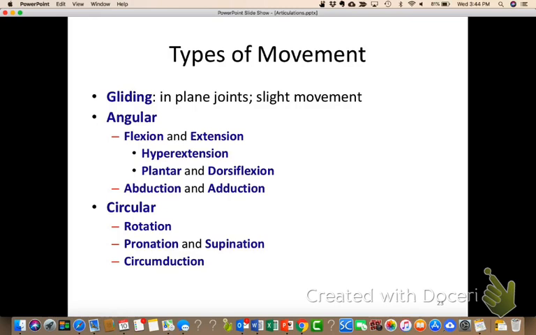Rotation is a movement that's allowed at a pivot joint, but also at a ball and socket joint. So you can rotate medially or laterally. Pronation and supination is that special movement of the forearm. It's actually a movement at the wrist. That's what you can see. But if you're doing that, you can feel the rotation at the head of your radius. The head of the radius is rotating against the 2 bones that it lies next to, the ulna and the humerus. And then circumduction is just like drawing a circle.